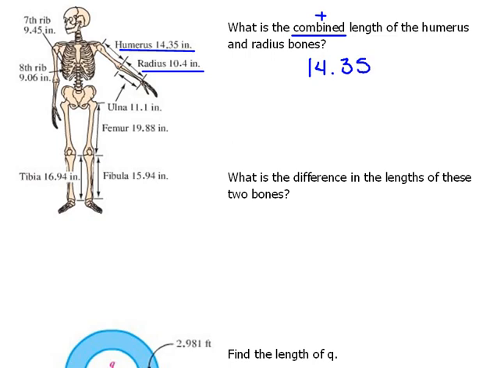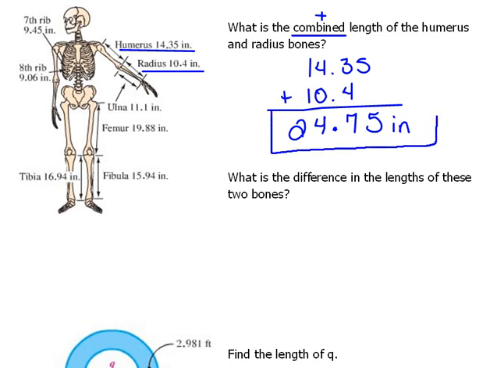14.35 and the radius is 10.4, remember, we're keeping that nice and lined up along the decimal. So our answer, the decimal, would be right here. And then we can just begin adding. 5 plus 0 would be 5. 3 plus 4 would be 7. 4 plus 0 would be 4. And 1 plus 1 would be 2. So it looks like their combined length would be 24.75 inches. Now this problem is asking what is the difference in the lengths of those two bones.